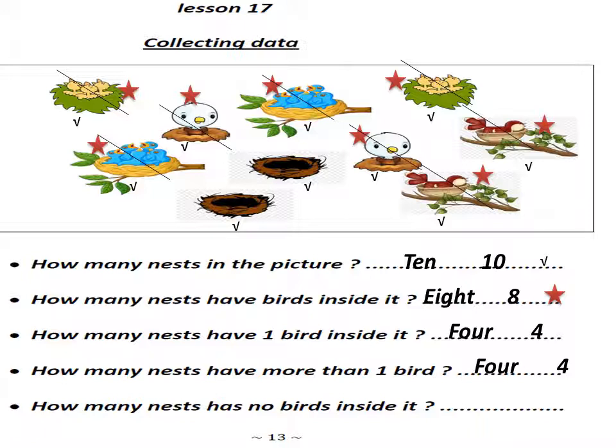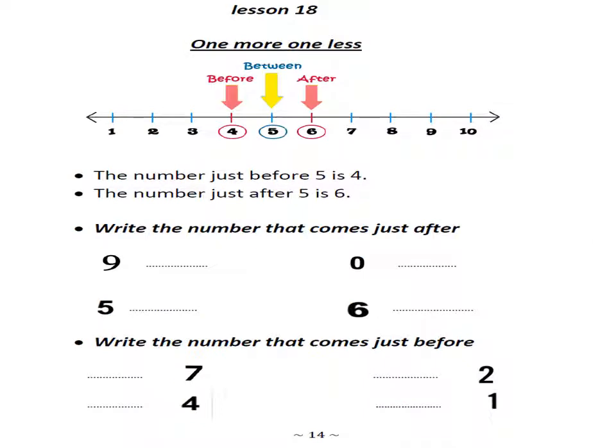And the last question here, he asked me how many nests have no birds. So I will start to count the empty nests. So it will be 1, 2. It will be 2 nests.